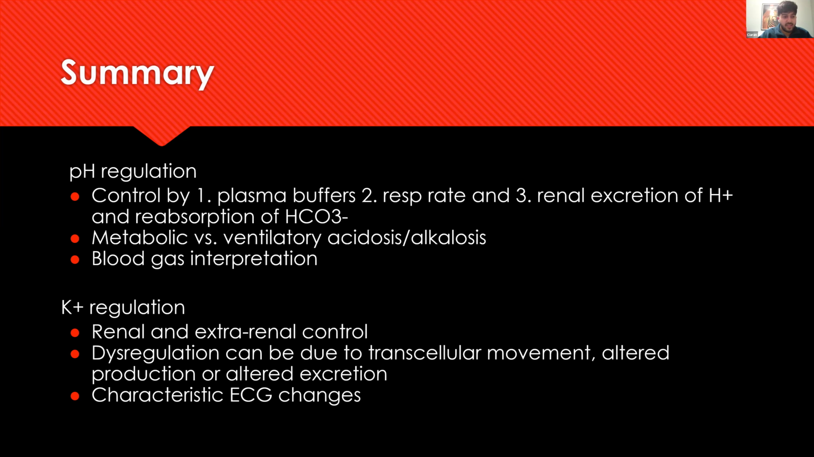Then moving on to potassium regulation, remember that potassium is a very important intracellular ion, and it's particularly important for the determinants of the resting membrane potential and the excitability of cells. Dysregulation of potassium can be due to impacts on ingestion, but particularly it's due to movement of potassium between compartments, so release from the intracellular compartment or translocation into the intracellular compartment, or problems with handling either the intake or losses of potassium. And dysregulation of potassium is associated with characteristic ECG changes.